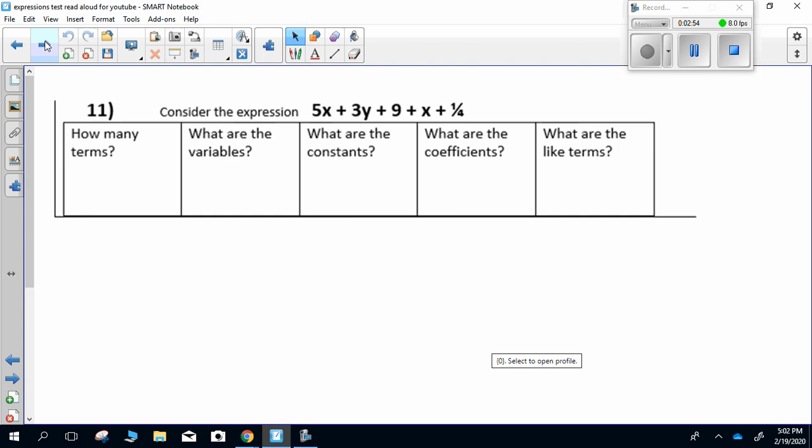Number 11, consider the expression 5x plus 3y plus 9 plus x plus 1/4. How many terms are in the expression? What are the variables in the expression? What are the constants in the expression? What are the coefficients in the expression? What are the like terms? Separate your like terms with commas.